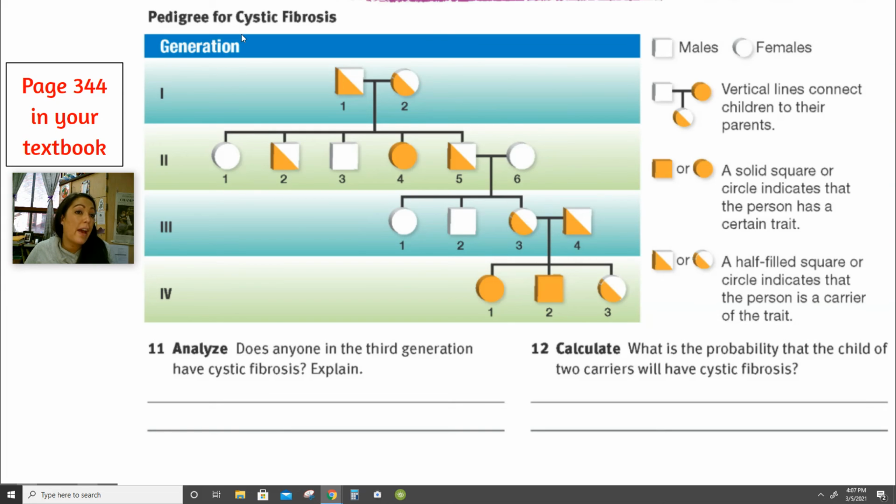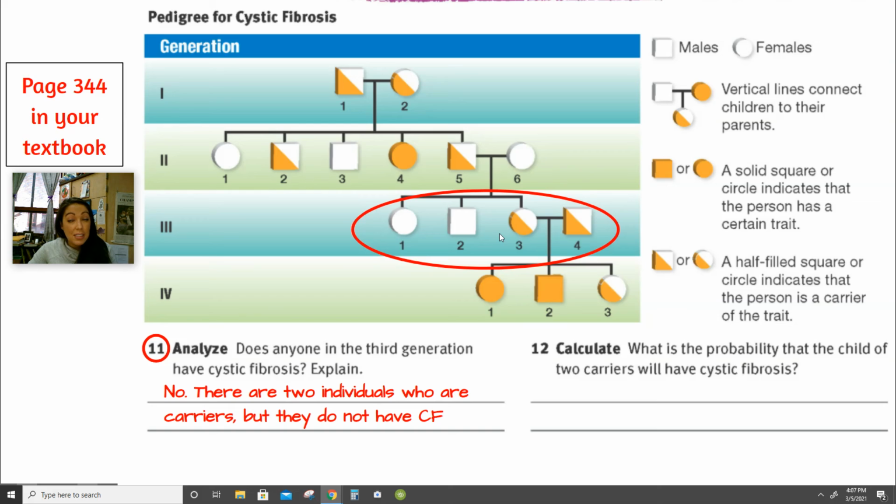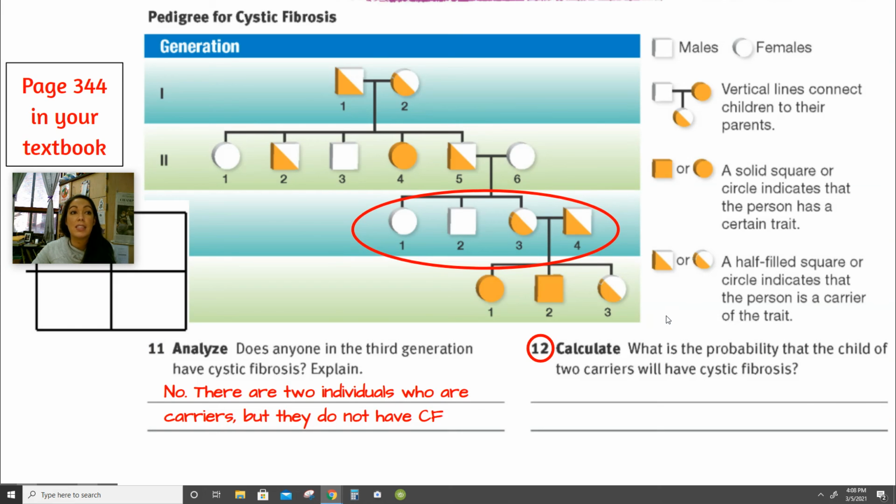Question number 11 asks us, does anyone in the 3rd generation have cystic fibrosis? The answer to that is no. No, absolutely not. They might carry it. So child number 3 and that person's husband, they carry cystic fibrosis as a recessive allele, but they do not have cystic fibrosis. Okay. And then question number 12, what's the probability that the child of 2 carriers will have cystic fibrosis?